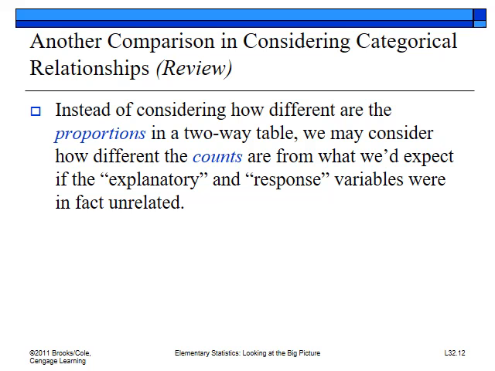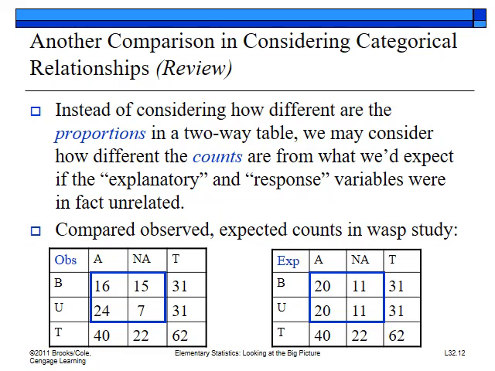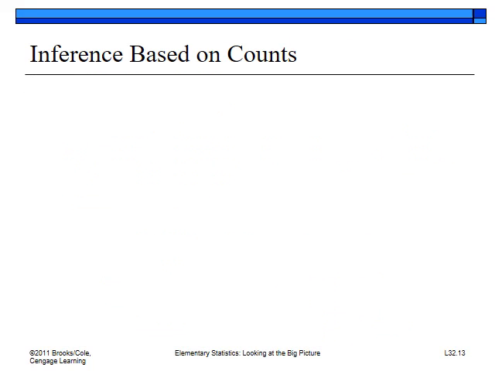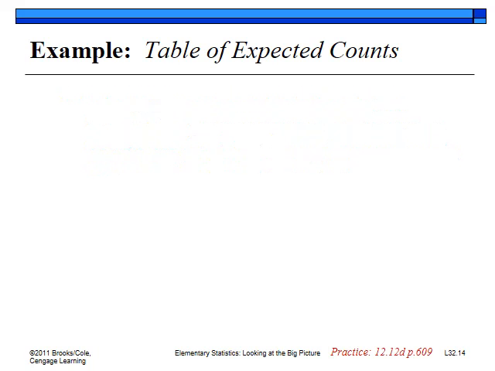Instead of looking at proportions, though, we can also look at counts. We've talked about how to create a table of expected counts before. Remember the WASP study? We took our observed counts and created a corresponding table of expected counts. Do you remember how to do that? So let's look at this in terms of counts. To test the null hypothesis, which is that the proportions are equal, we'll look at a table of expected counts.